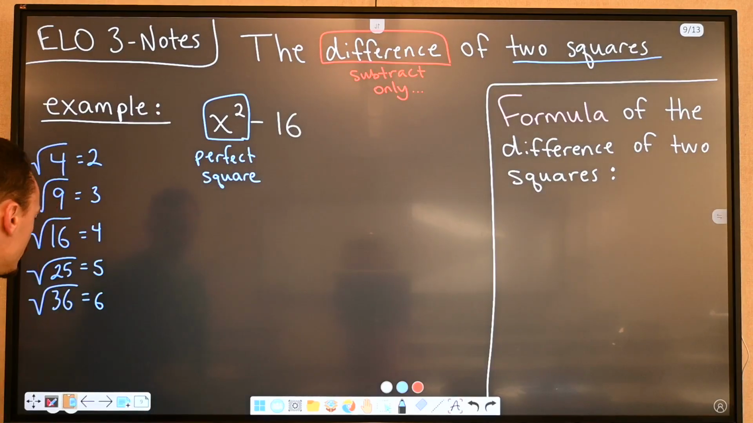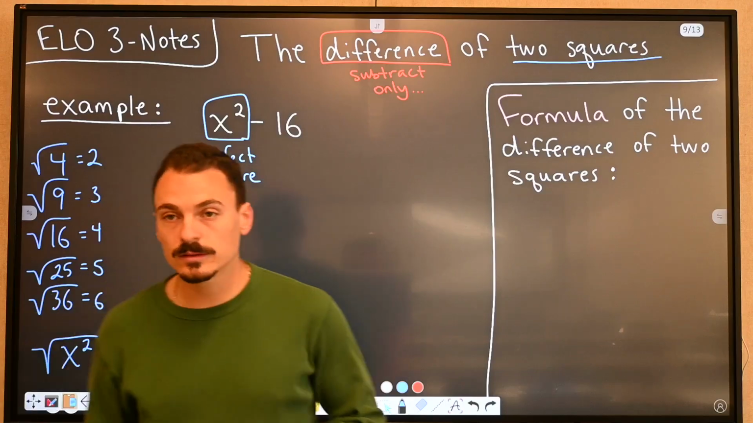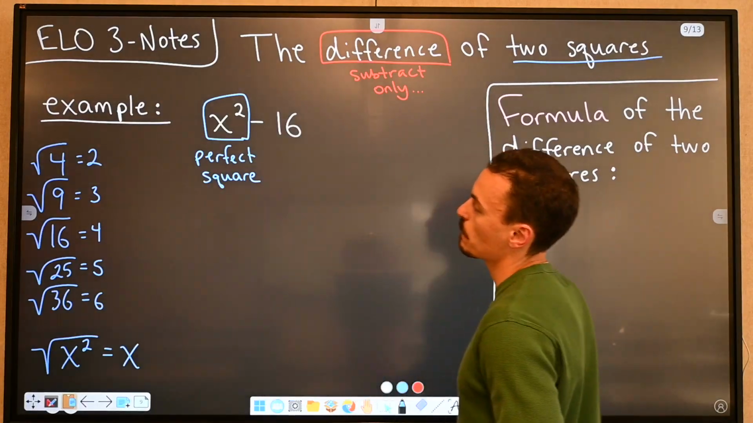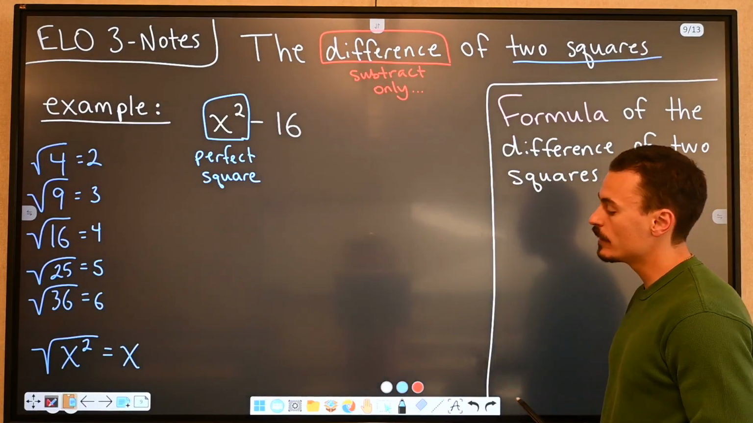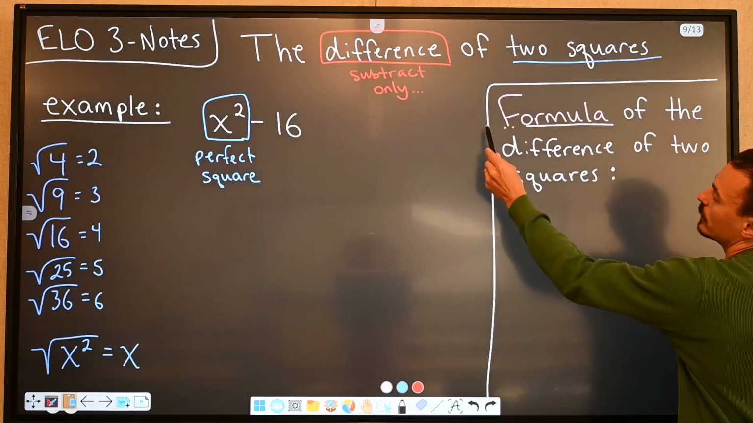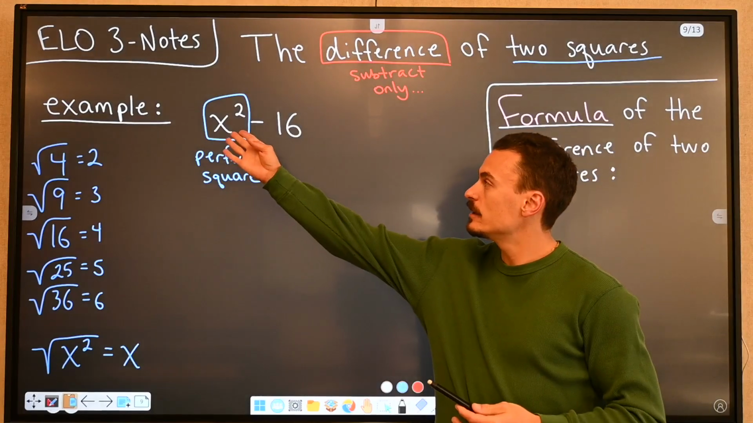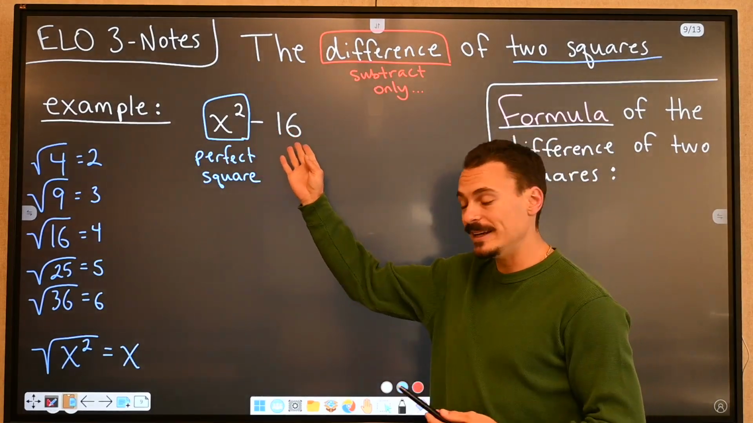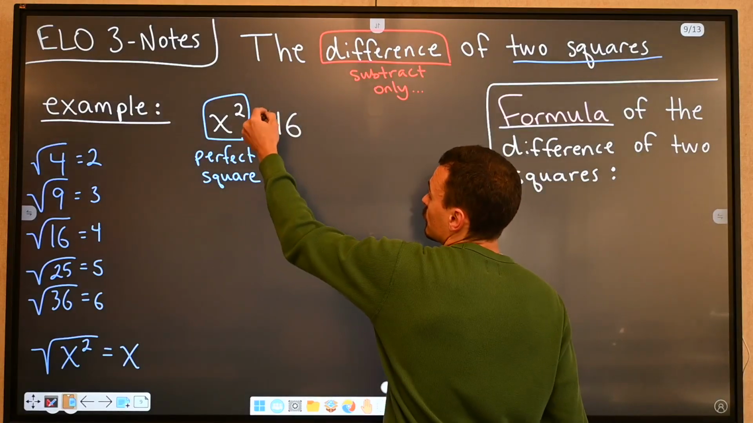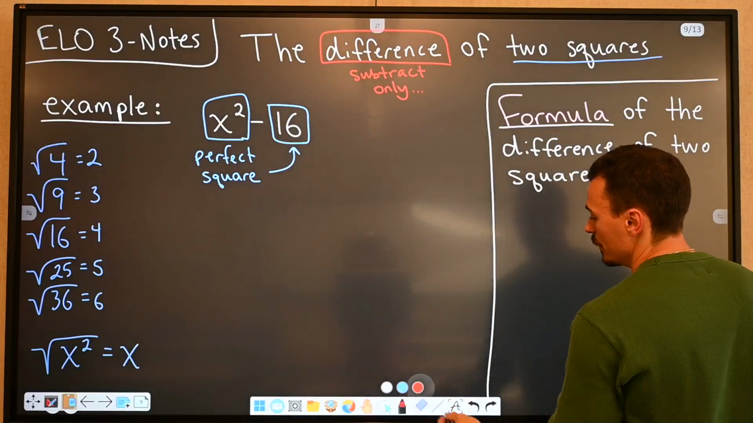Okay? Because the square root of x squared is just equal to x, making x squared a perfect square. Okay? So, here's how we deal with this. The way we deal with this is we're going to talk about the formula of the difference of two squares. So if you can recognize the difference of two squares, this being a perfect square, and then 16 is also a perfect square, then you can use this formula.